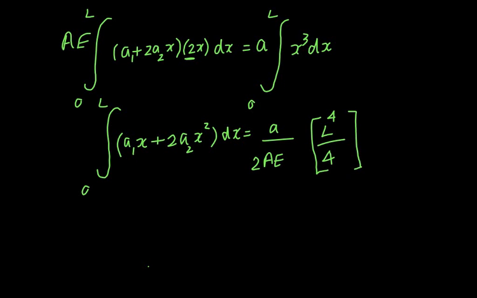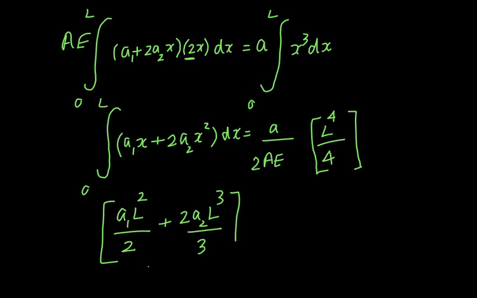Now go ahead and integrate this particular equation. What is it that you are going to get? You are going to get A1 into L square over 2 plus 2A2 into L cube over 3 is equal to AL raised to the power 4 divided by 8AE. Let me rearrange this particular equation and see what I'm going to get.